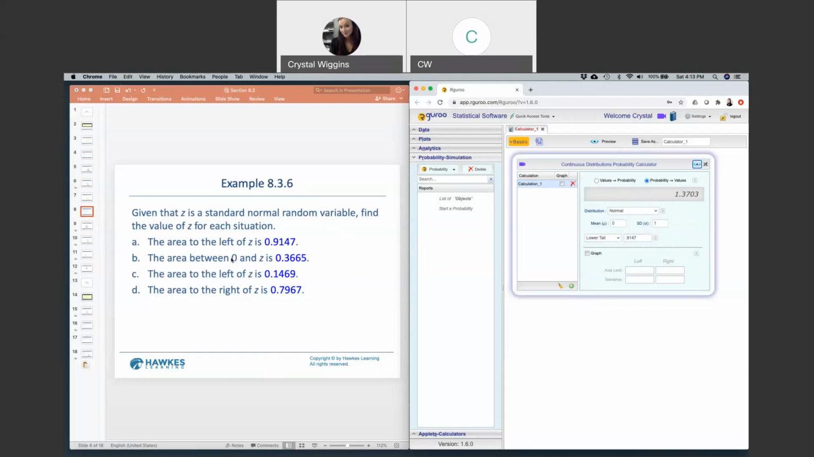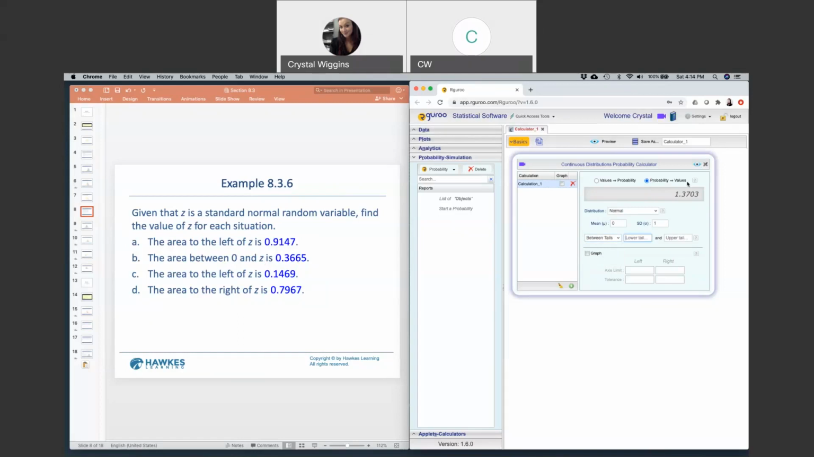Okay, if we try the area between 0 and a particular z-score, we're asking what z-score would give us an area of 36.65% between 0 and what? Head back to your probability calculator. Select the between tails option. The lower they gave us was 0.